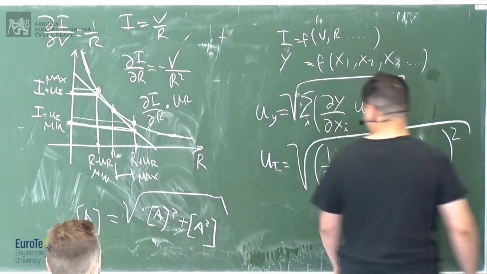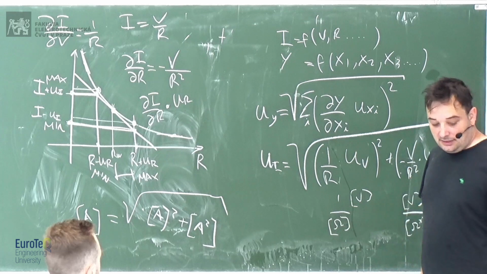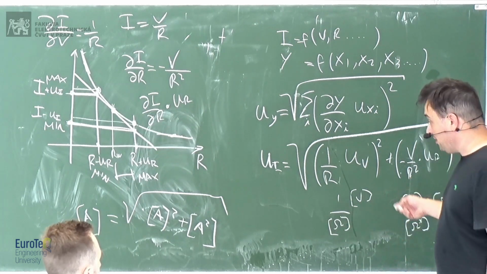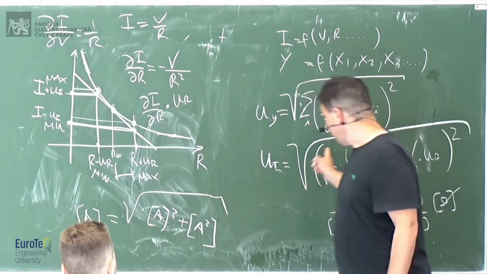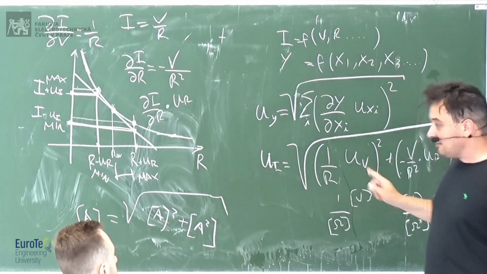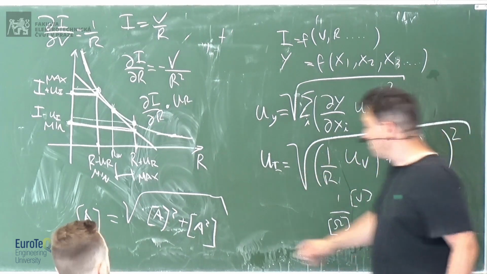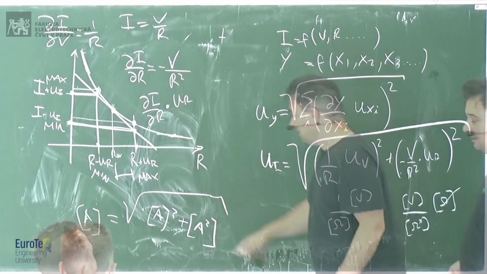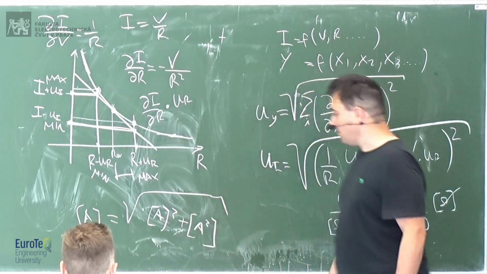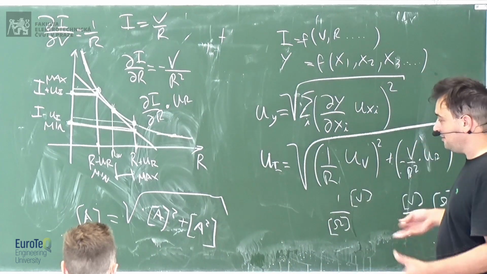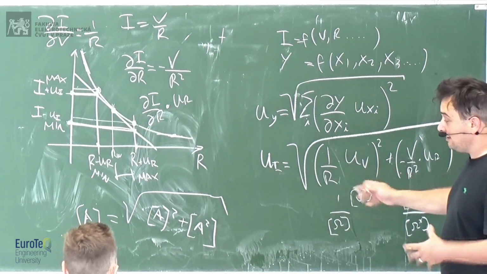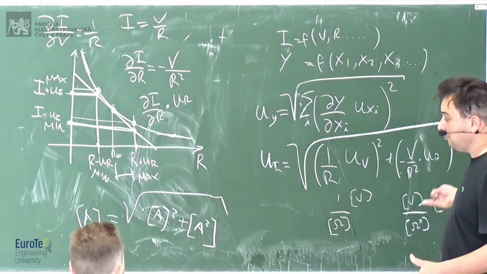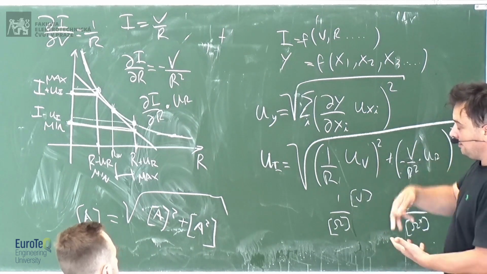Mathematically, yes, maybe there is some mistake, but... No, that's right. I mean, if this matches, it doesn't mean that this is correct. If it doesn't match, then you definitely have something wrong. Ohms plus volts, you cannot sum oranges and potatoes. If you have volts squared plus ohms squared, then definitely something is wrong. But if it matches, it doesn't mean that it's correct. There could be some other error which still gives the correct unit of measurement.